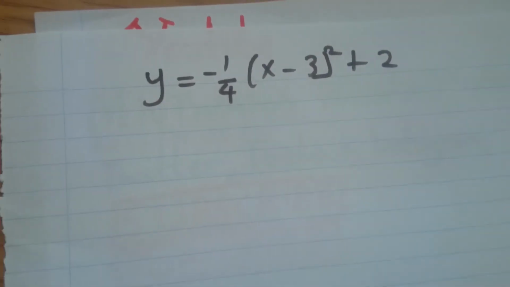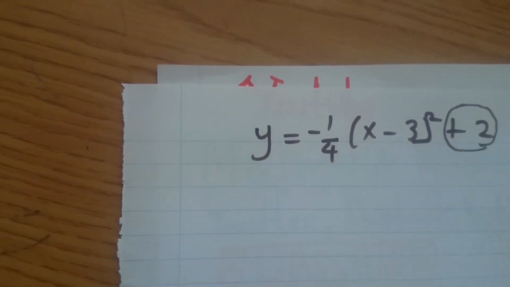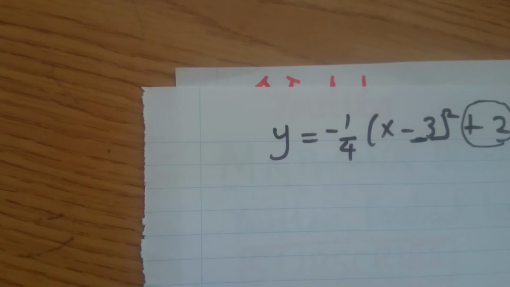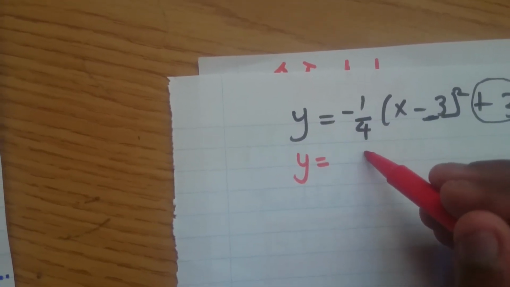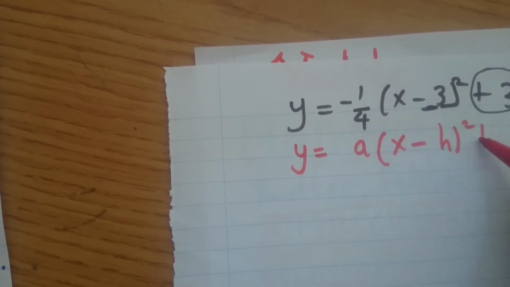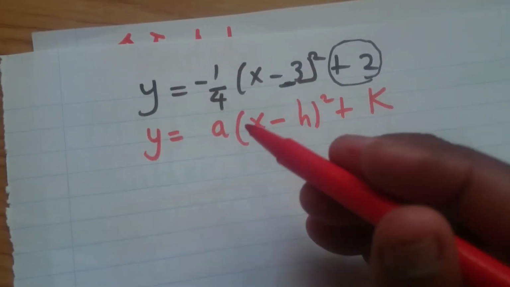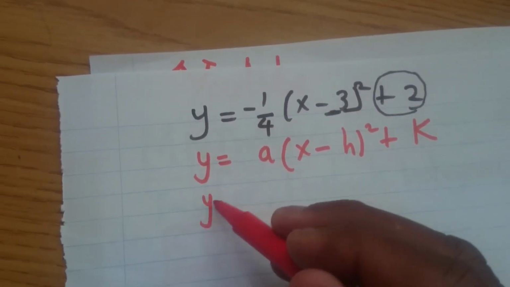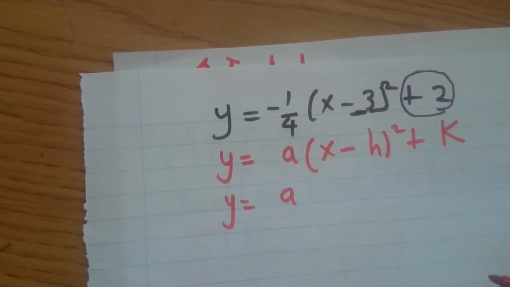So what does that mean? Remember, this is the value of y at the turning point, and this is the value of x at the turning point. Sometimes they compare with a times x minus h squared plus k. Some other books or sources of information may use other letters, but most of the time it's h and k.